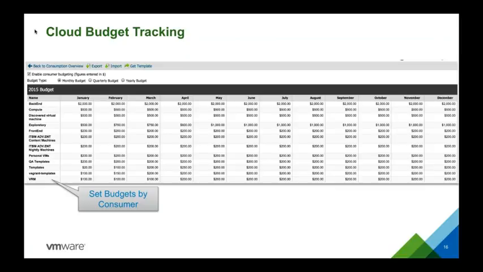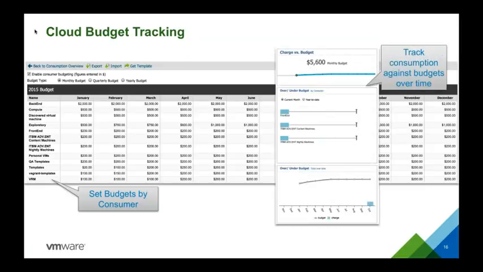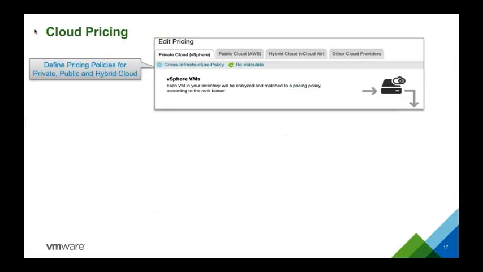vRealize Business for Cloud does provide us with that full capability to have budgets and to compare the actual running costs versus those budgets. And we can actually see how that is currently set, and if we are using charging rather than just showback, we can also see how the charging is working against the budgets.